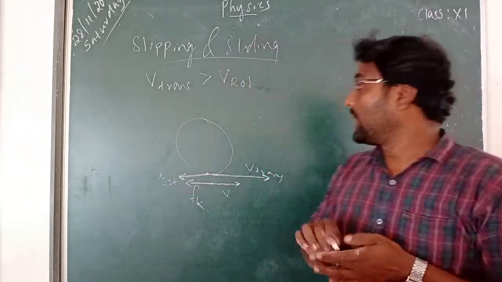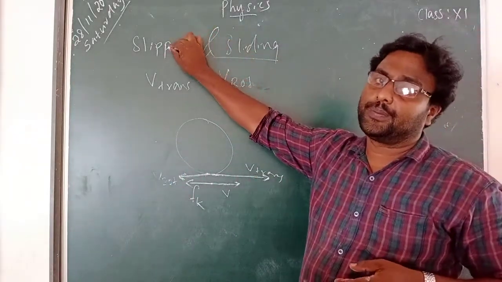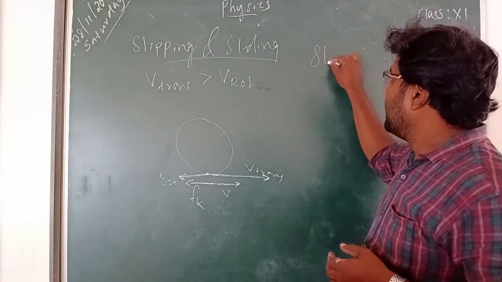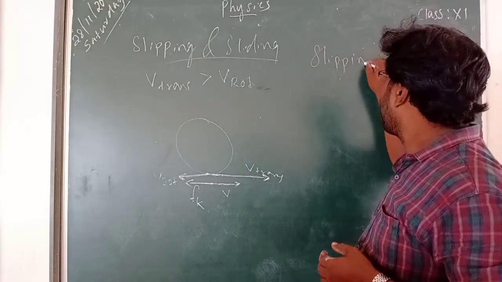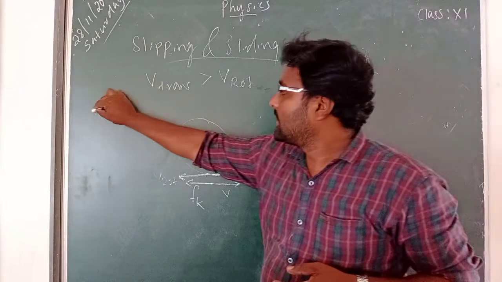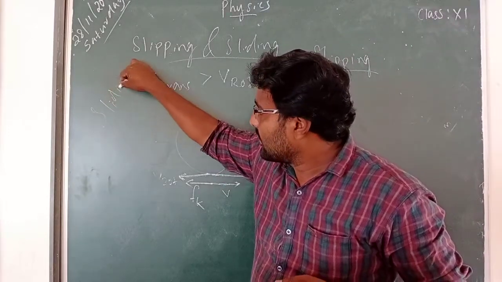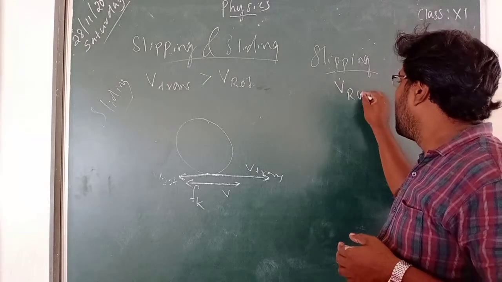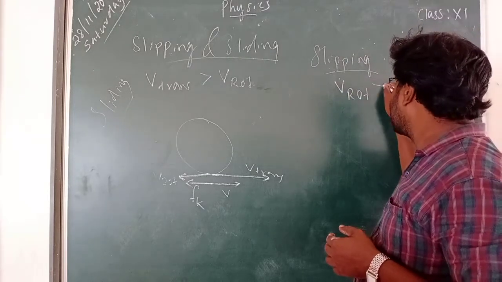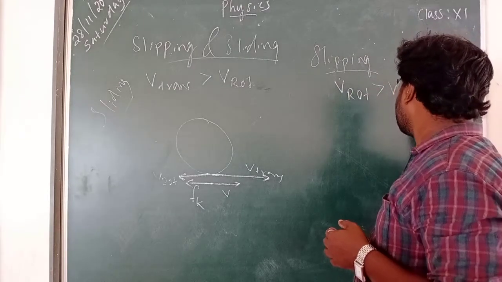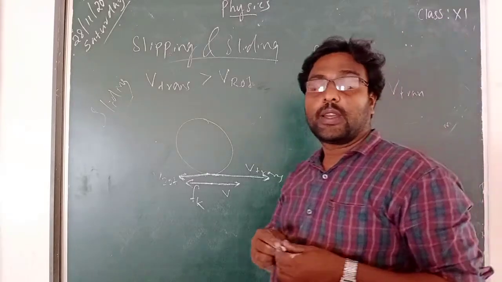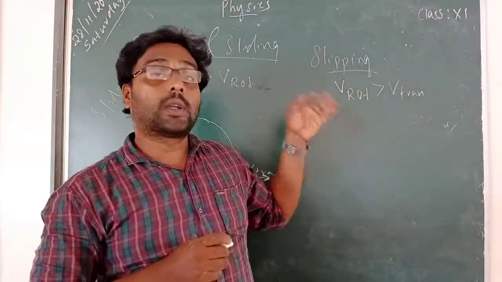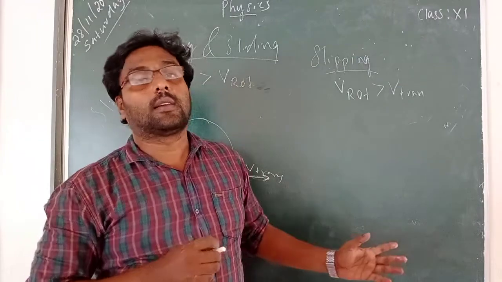Next one is slipping. This is sliding. During slipping, V rotational is greater than V translational. Slipping time, rotational motion is greater than translational.